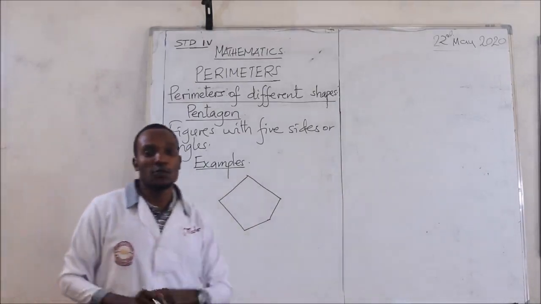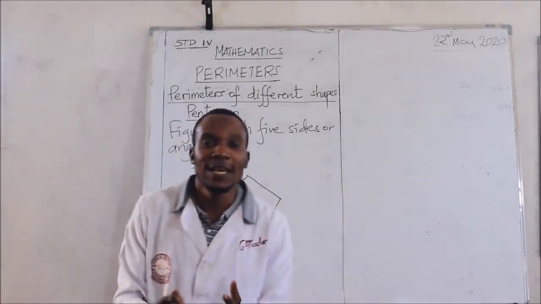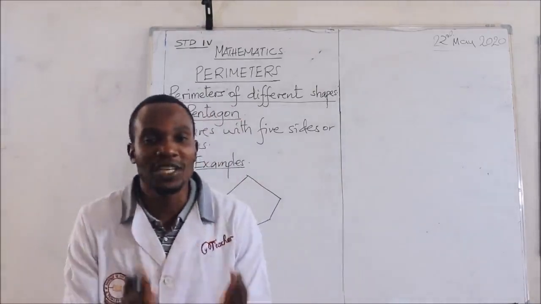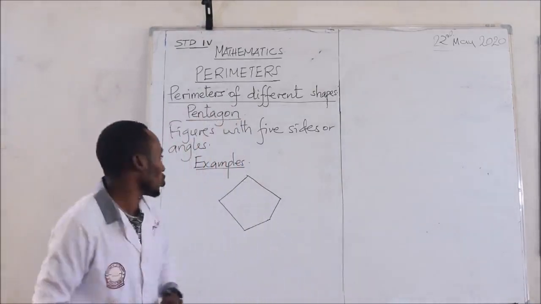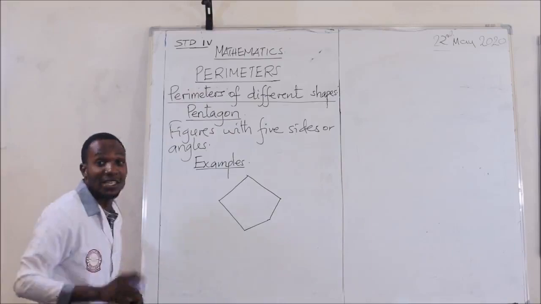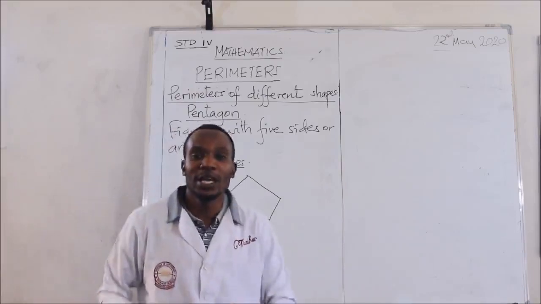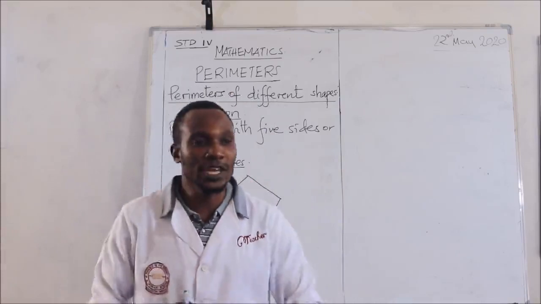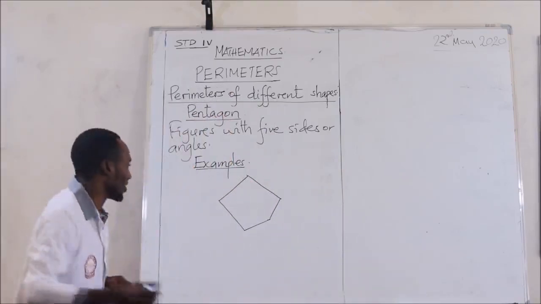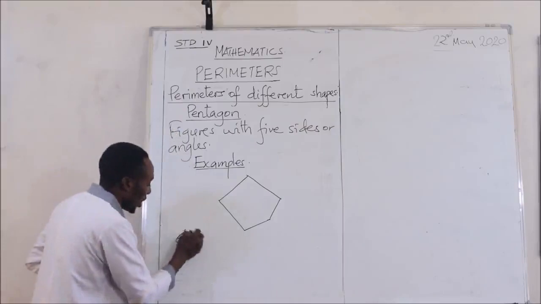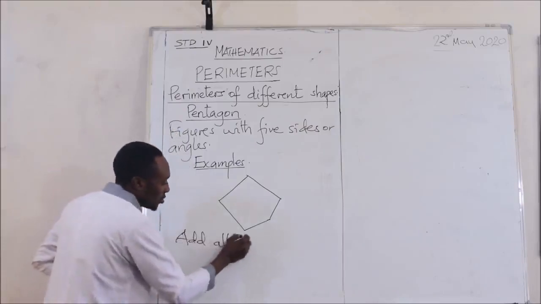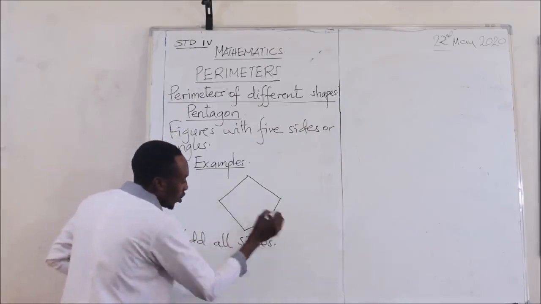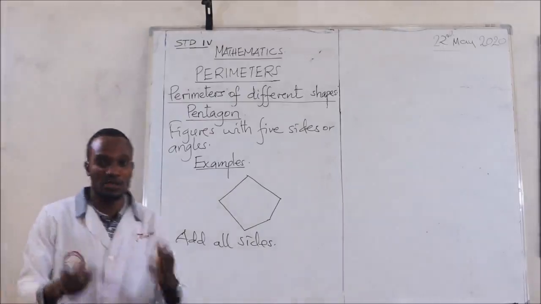So now, if you are asked to calculate the perimeter of a pentagon, what you are supposed to do? We know that the formula to calculate the perimeter of any kind of figure is to add all sides. So it means we add all sides.